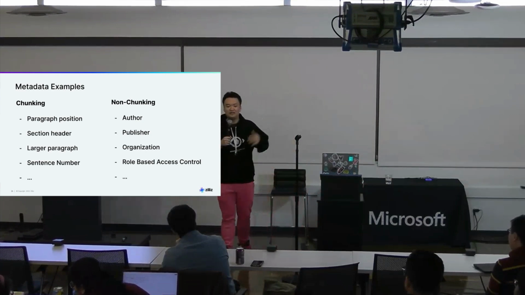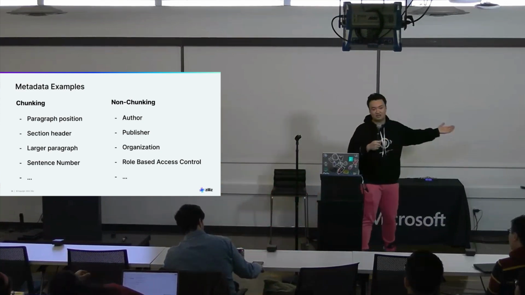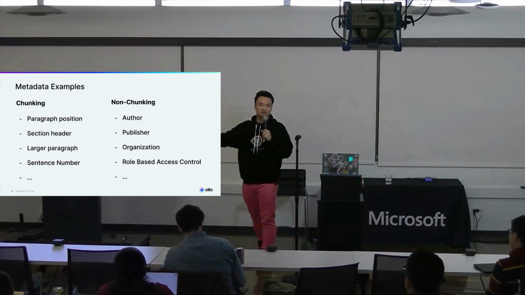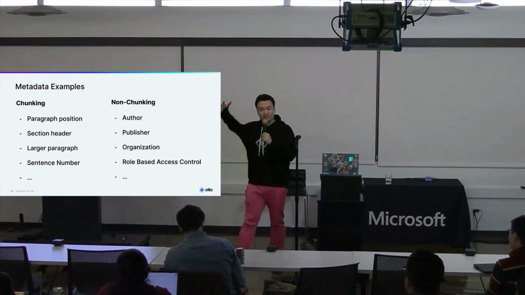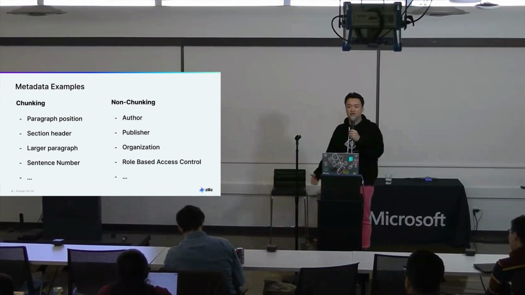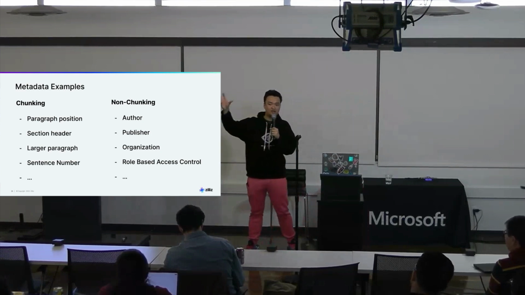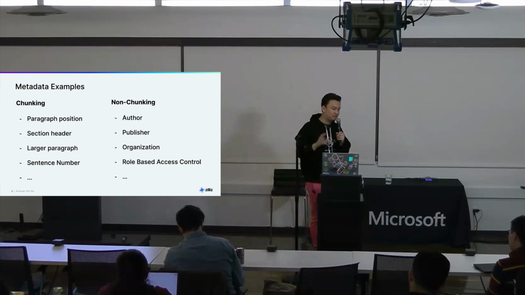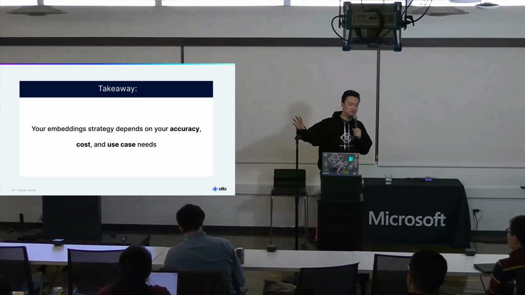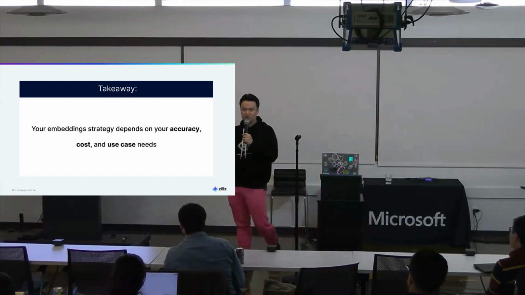And things like that. Anything that's related to how you chunk your data is going to be a chunking type of metadata. And then there's non-chunking metadata. So there's things like the author or the publisher, or maybe the organization that wrote the thing. Or maybe you can even use this to do role-based access control. So non-chunking metadata is for things that are not related to the way that you've chunked your data, and you want to store that with your vector embeddings. So the takeaway from this embedding strategy section is basically your embedding strategy is going to depend on your accuracy, your cost, and your use case needs.